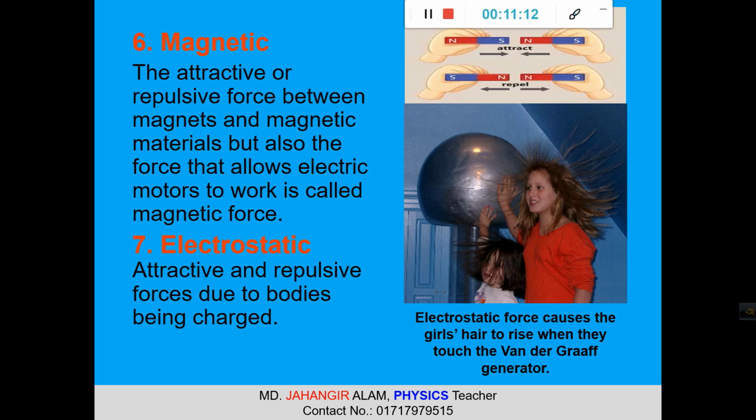The girl's hair rises when she touches the Van de Graaff generator, because the Van de Graaff is a charge generator. When she touches the metallic sphere of the Van de Graaff generator, charges flow to her body and also her hair, then same type charges repel each other. That's why the girl's hair rises when she touches the Van de Graaff generator.